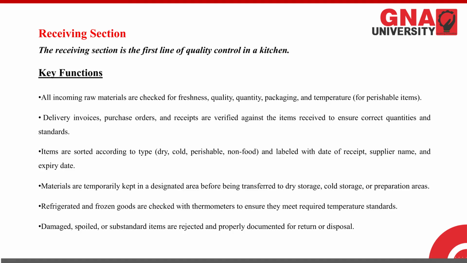Items are stored according to type, for example, dry, cold, perishable, or non-food items, and labeled with the date of receipt, supplier name, and expiry date. Materials are temporarily kept in a designated area before being transferred to dry storage, cold storage, or preparation areas. Refrigerated and frozen goods are checked with thermometers to ensure they meet required temperature standards. Damaged, spoiled, or substandard items are rejected and properly documented for return or disposal.